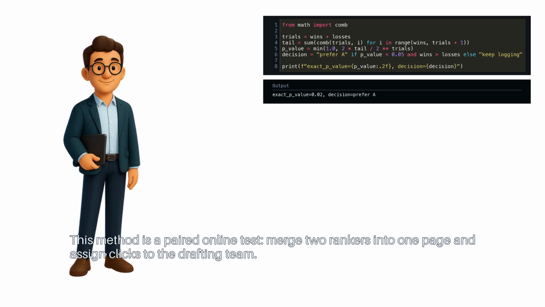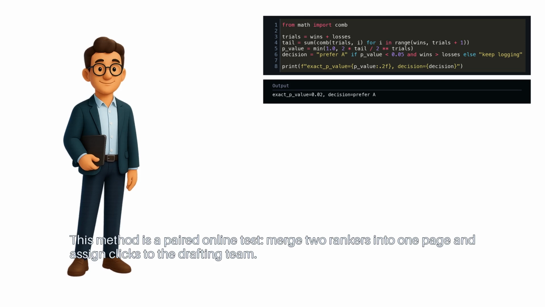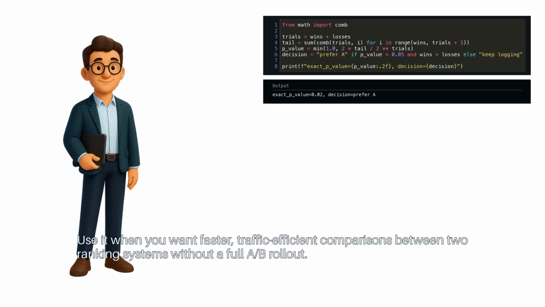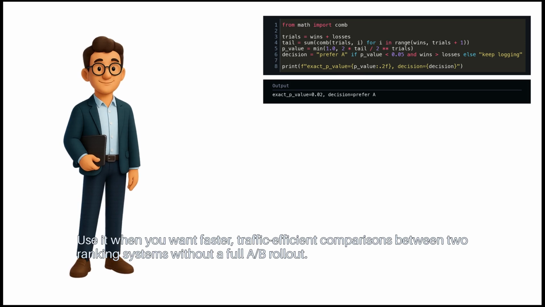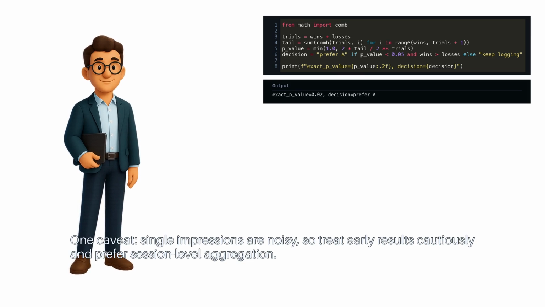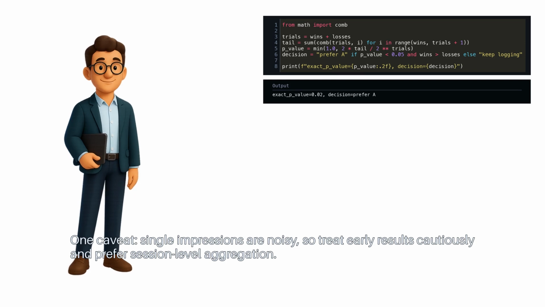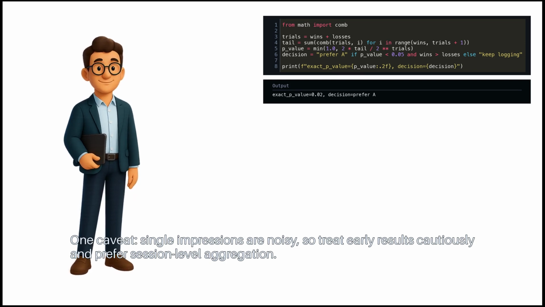This method is a paired online test. Merge two rankers into one page and assign clicks to the drafting team. Use it when you want faster, traffic-efficient comparisons between two ranking systems without a full A/B rollout. One caveat: single impressions are noisy, so treat early results cautiously and prefer session-level aggregation.